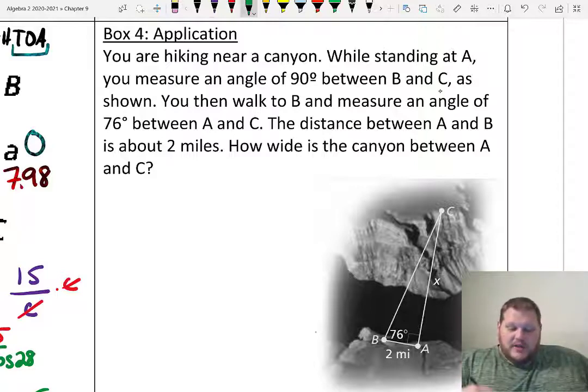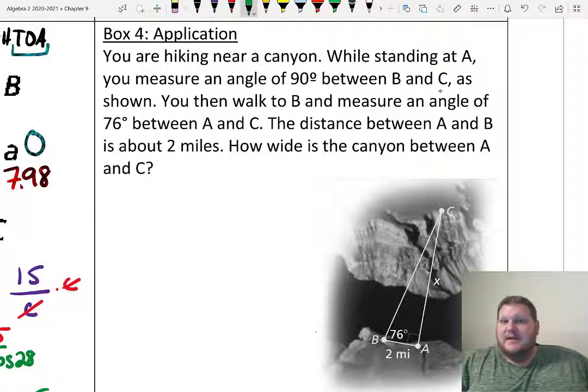If you then walk over to point B and measure the angle is 76 degrees between A and C, which is labeled there in the picture for us. The distance between A and B is about 2 miles. They want us to use that to figure out how wide the canyon is between points A and C.